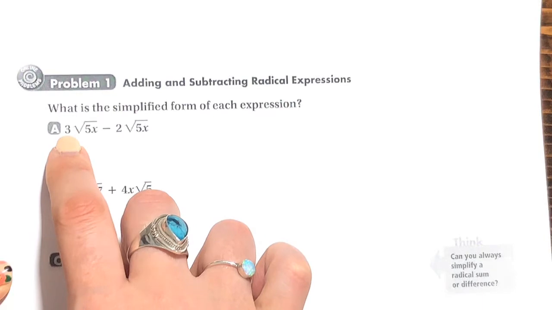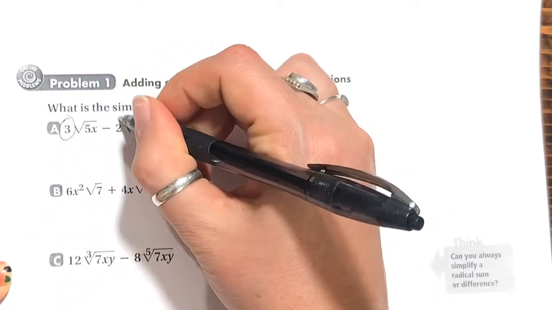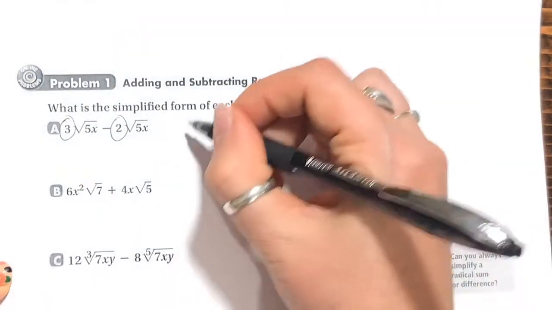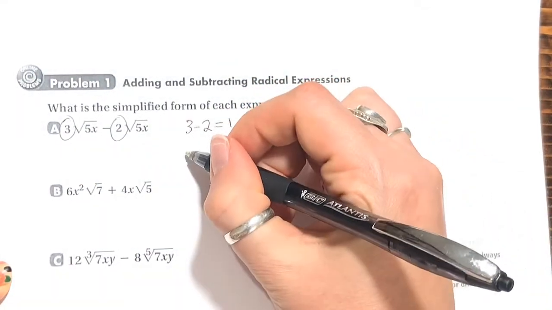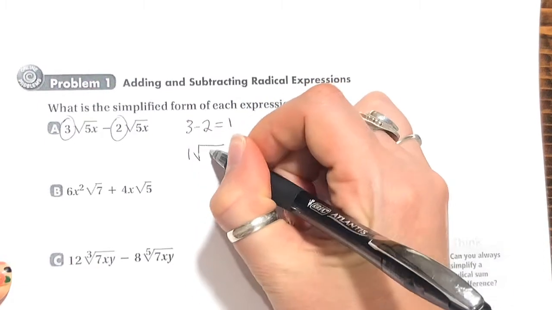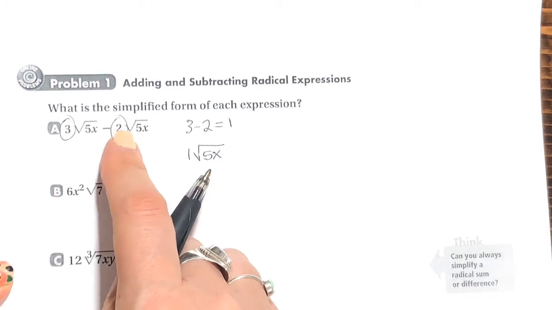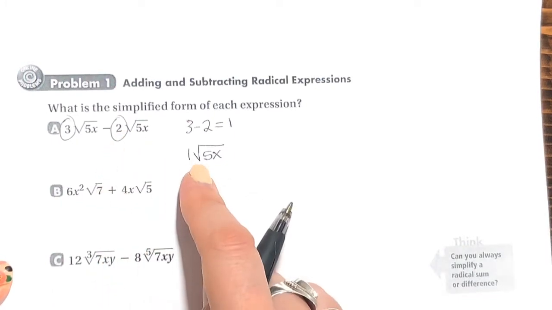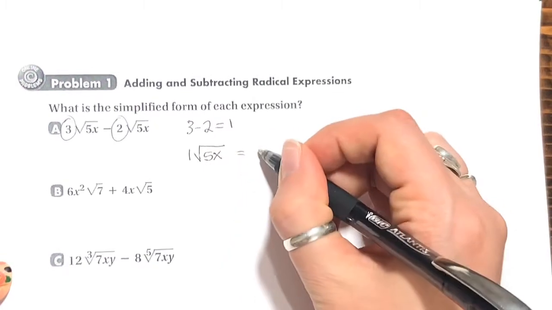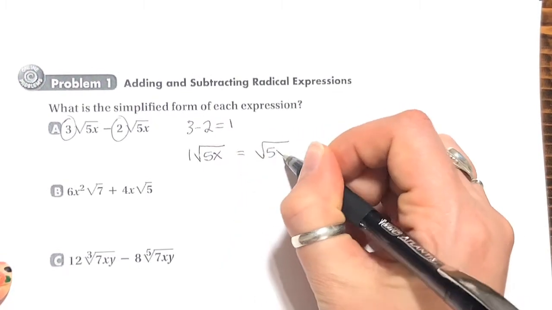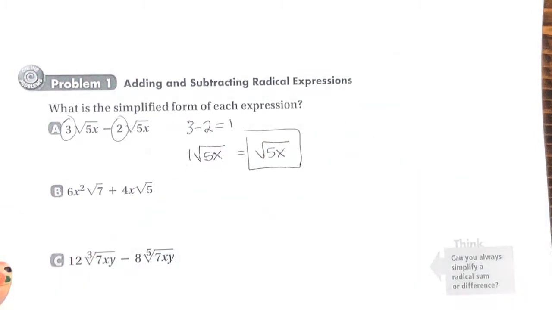So this one has a 3 for the coefficient, and this one has a 2. All we're doing is we're literally subtracting those. So 3 subtract 2 is equal to 1, right? So I'm going to have 1 square root of 5x. We're saying I have 3 of them, and I took away 2, so now I have 1 square root of 5x left. And because it's a 1, you really don't even need to write it. You could just say that your answer is the square root of 5x. We don't really technically need that 1 out front.